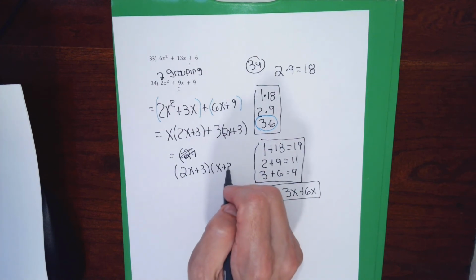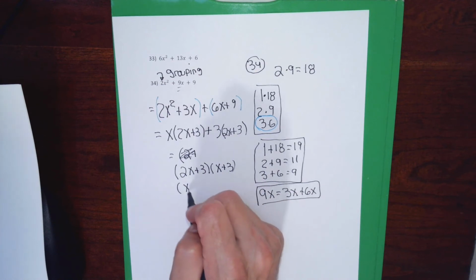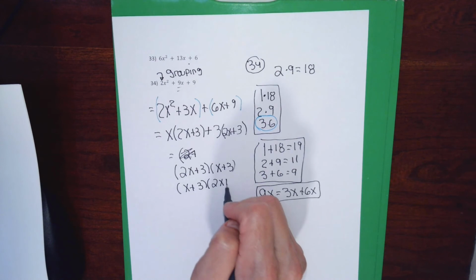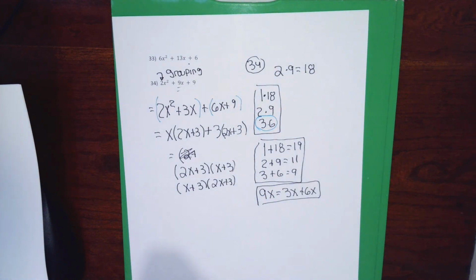And in either order, one of your factors needs to be an x plus 3. The second factor, or the opposite factor, needs to be 2x plus 3.